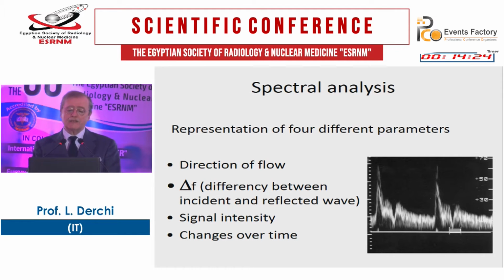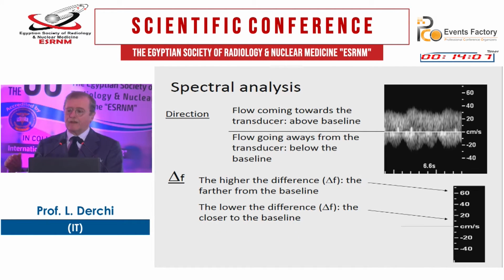The spectral analysis is a representation of four different parameters: the direction of flow, the delta F, that is the frequency shift, the signal intensity, and changes over time of these parameters. The direction is, by convention, that flow coming towards the transducer is written above the baseline.